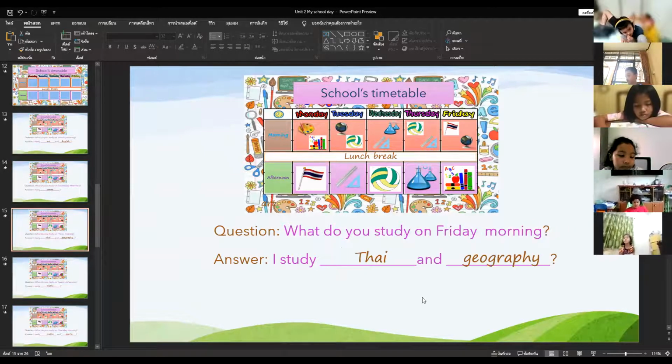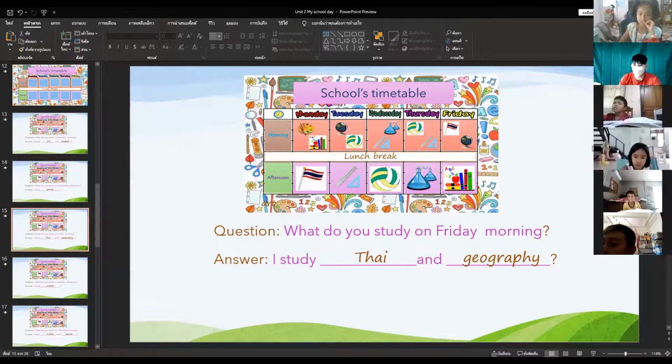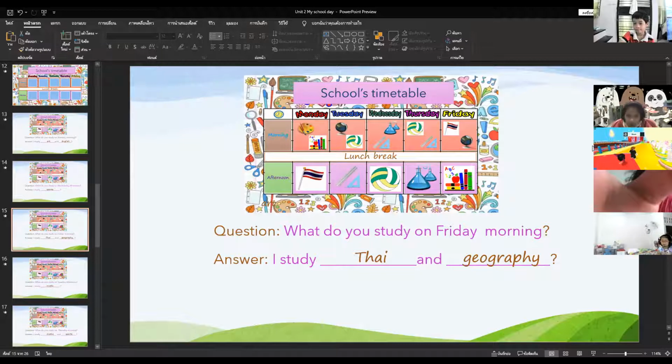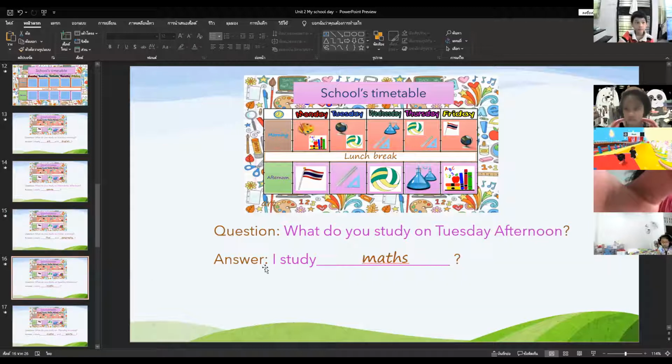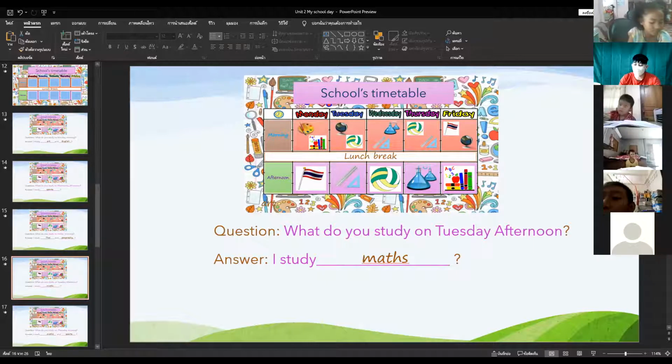What do you study on Friday morning? I study Thai and geography. Okay, Thai and geography. How about Tuesday afternoon? Math. Okay, I study math.